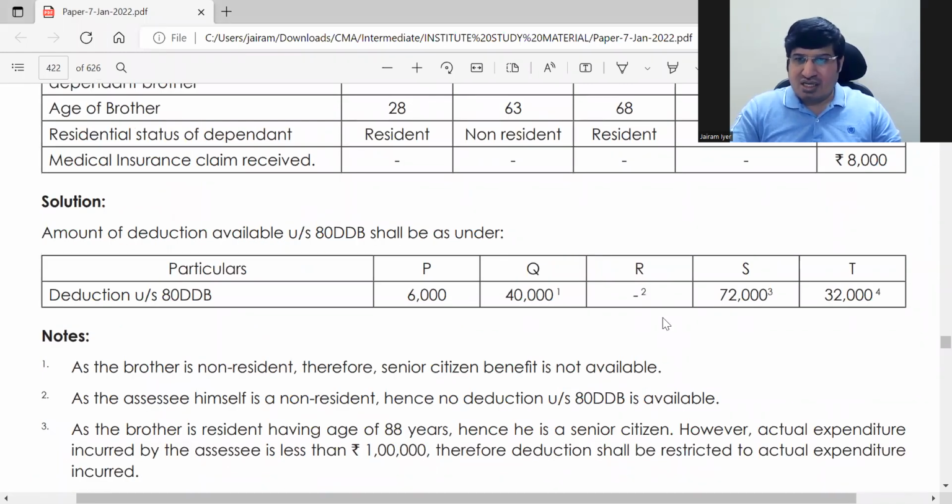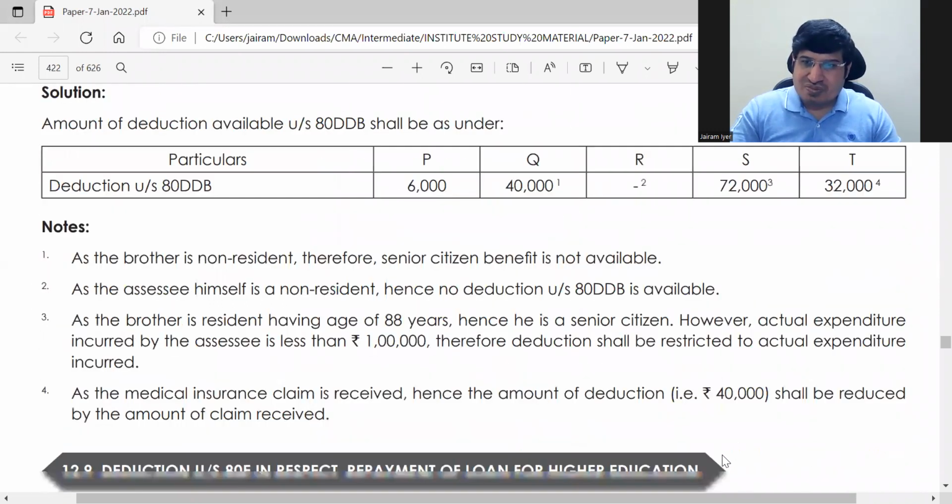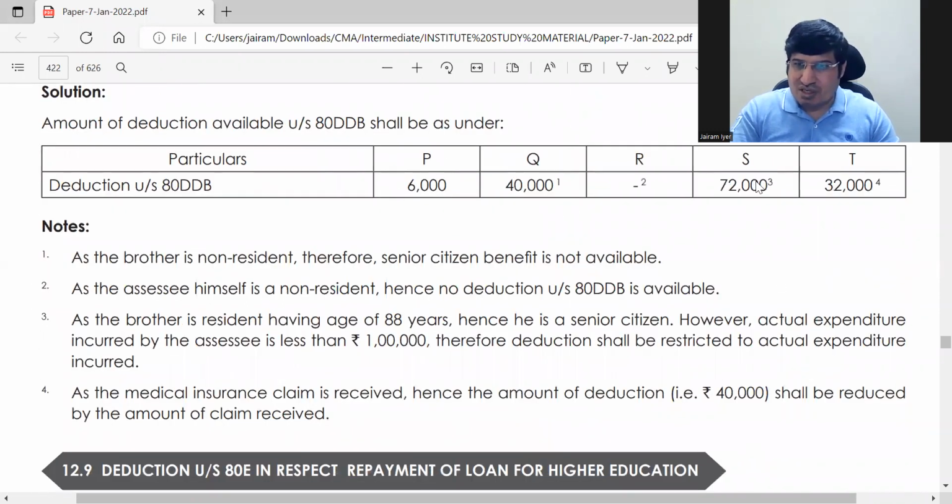Third one, nothing. Both are resident, right? And this age is 88 here and he is resident. So here he will get up to 1 lakh. Up to 1 lakh means 1 lakh or 72,000, whichever is less. So 72,000. You'll get 72,000 here.